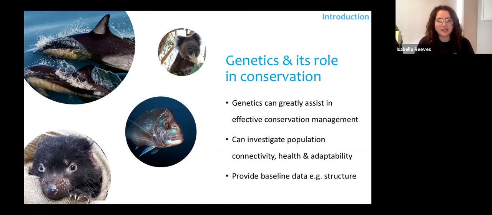Two really good Australasian examples of looking at these types of parameters include the common dolphins. Common dolphins are widespread all throughout most of Australasia, and they have quite a high interaction with the fisheries industry. So being able to delineate population structure and the connectivity even between New Zealand and Australia obviously helps when looking at bycatch numbers and whatnot.